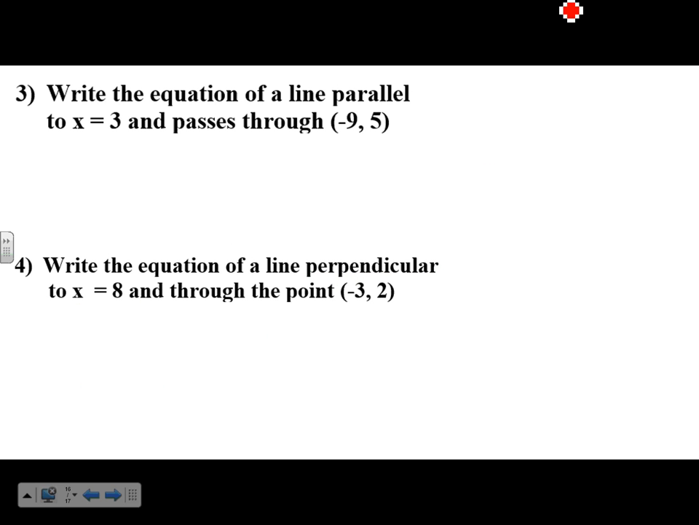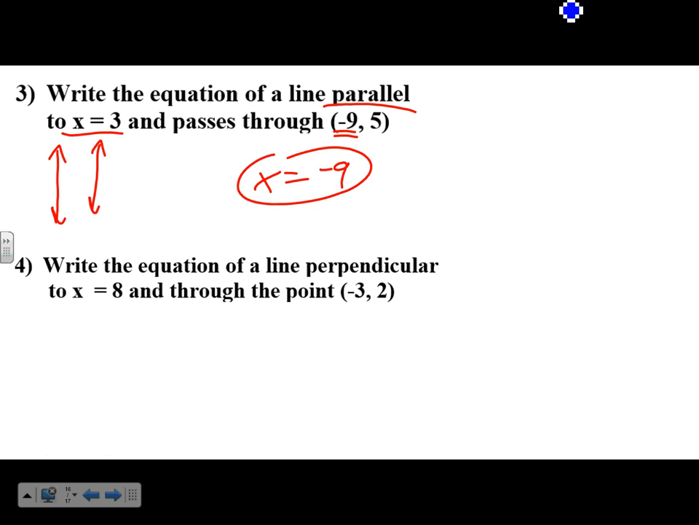This one, the equation is parallel to x is equal to. Well, if it's parallel, it's still going to be x is equal to, and so then we do our x value. Now again, x is equal to is vertical, so we want another vertical line, so it's got to be x is equal to.